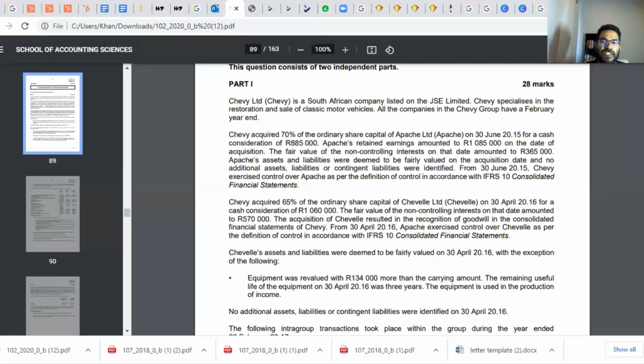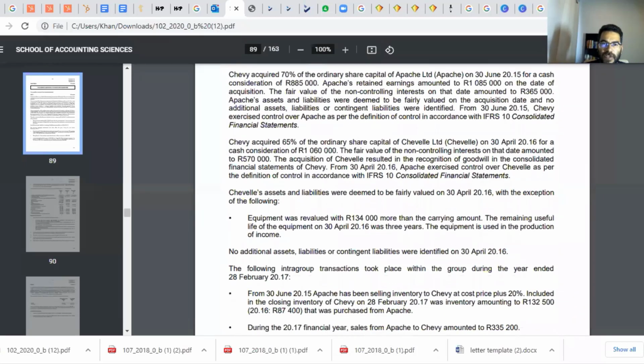Then the next sentence says Chevy specializes in the restoration and sale of classic motor vehicles. So what you should know, from a financial reporting point of view, not from a group accounting point of view, but from your FAC 1 or FAC 3 point of view, this would be inventory to Chevy. Because they specialize in the restoration and sale of classic motor vehicles, it would be inventory to the company. But what's important for us in this question is that we have a February year end. So let's go to the second paragraph.